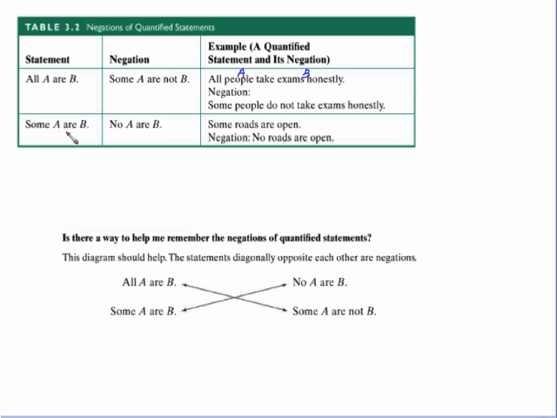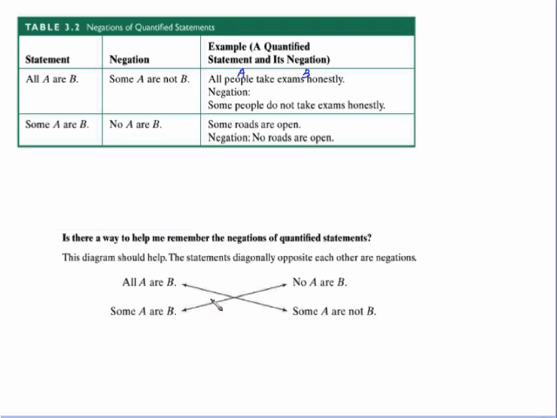Another statement, some A are B; its negation is no A are B. So some roads are open. The negation of that is no roads are open. And this little chart here can also help you figure out the negation. You want to look on the diagonal. The negation of all A are B is some A are not B.